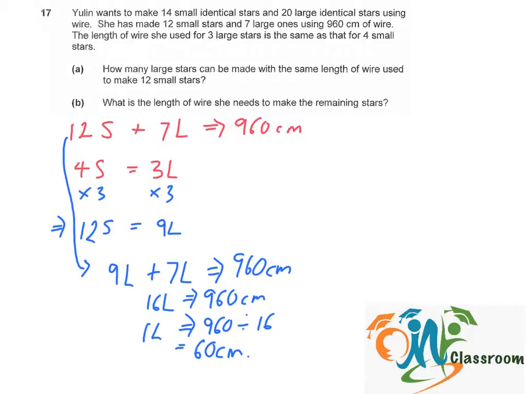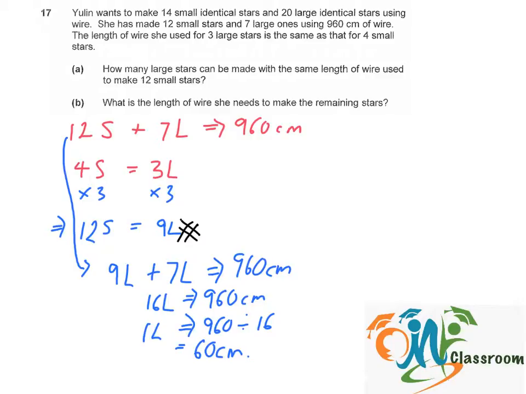Okay, by the way, for part A, how many large stars can be made with the same length of wire used to make 12 small stars? The answer is 9 large stars. Okay, now let's move on to part B. What is the length of wire she needs to make the remaining stars?